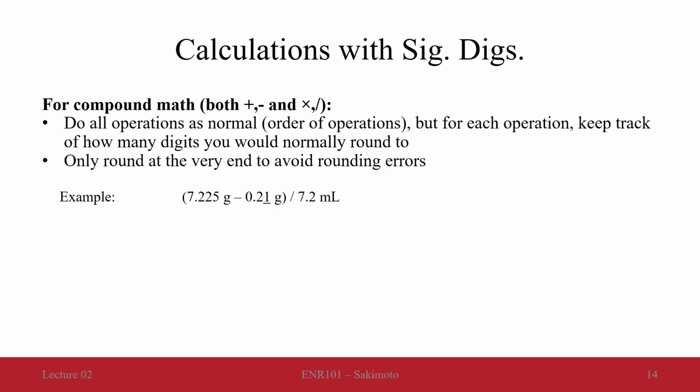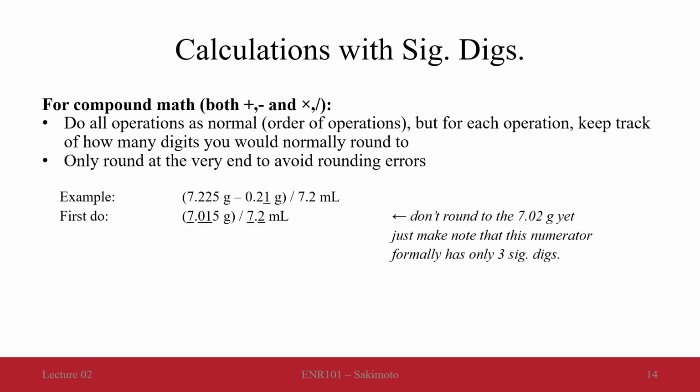Here's an example. We have this compound operation. We subtract things and then divide them. In the first step, following normal order of operations, we subtract 7.225 grams minus 0.21 grams. We get 7.015 grams. Because 0.21 grams has a significant digit out to the second decimal place, normally we would round and truncate this number at the second decimal place. But because we have more to do, we don't do that yet. We simply make note that we would normally round here to the second decimal place, to 3 significant digits.